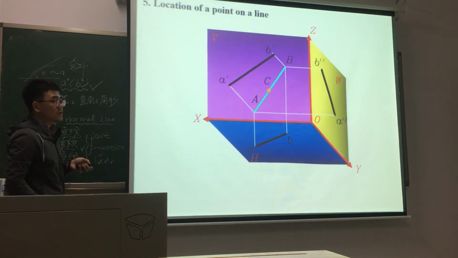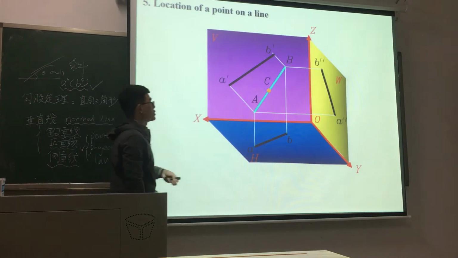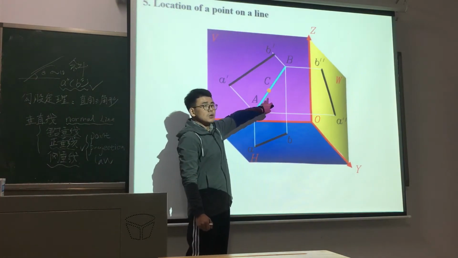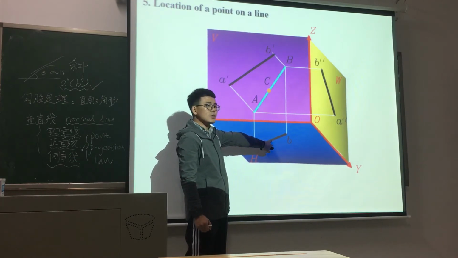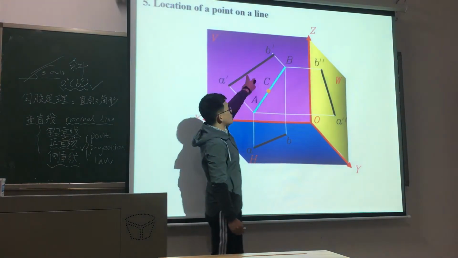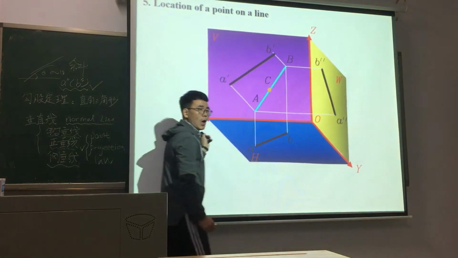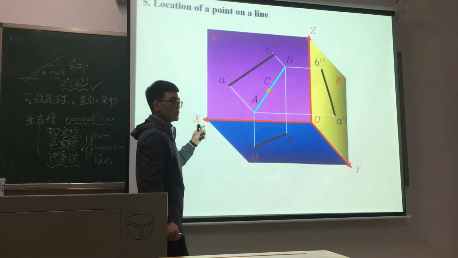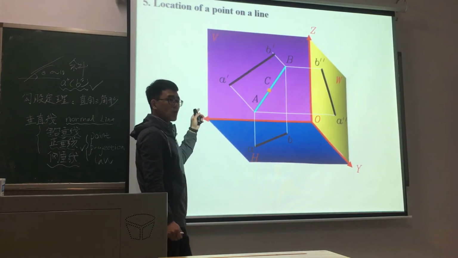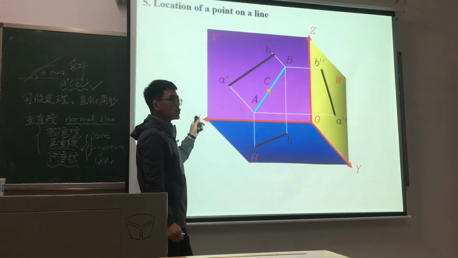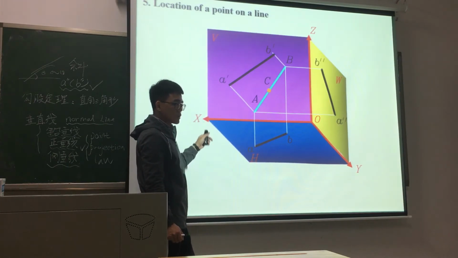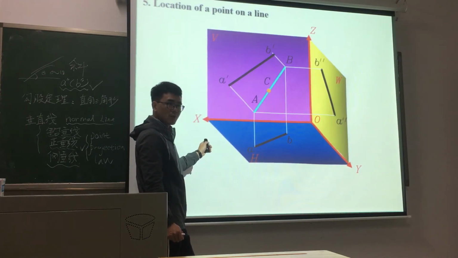Okay, 如果一个点在这条直线上, we have this yellow point on the line AB. So please tell me, the projection of C should be on this line, right? If this point is on a line, the point projection should also be on the projection of the line.